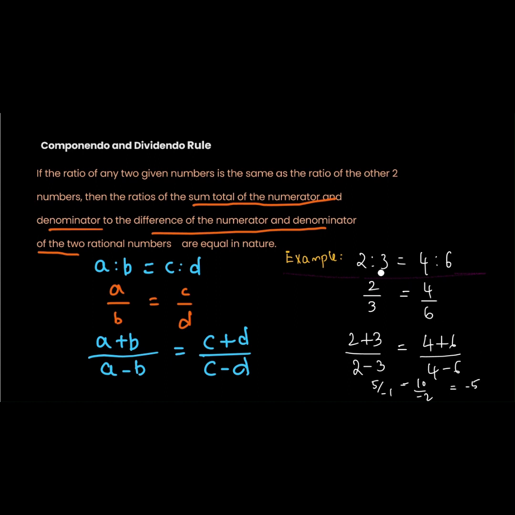So it is true that if the ratio of A to B equals C to D, then the ratio of A plus B to A minus B is the same as C plus D to C minus D. So this is termed the componendo and dividendo rule.